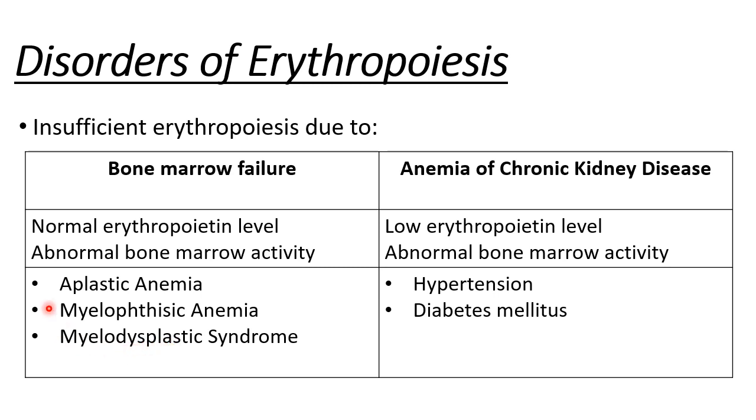So, magkaiba tong dalawa ha, aplasia and dysplasia. Aplasia means absence of all cells. Dysplasia means abnormal yung differentiation and maturation.